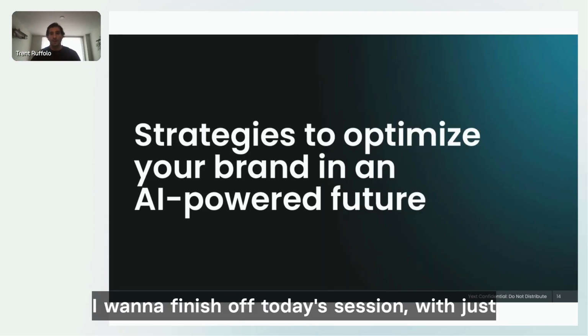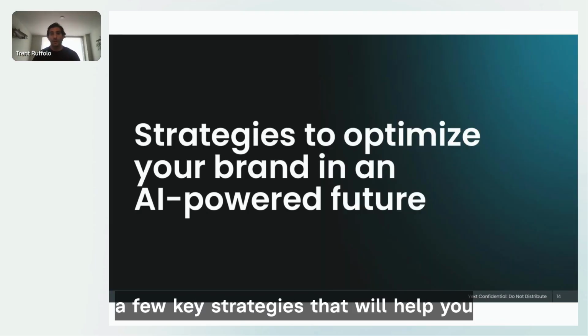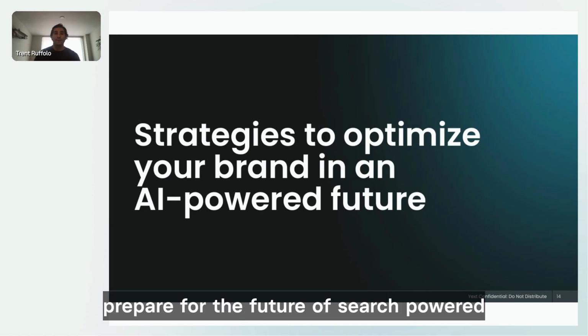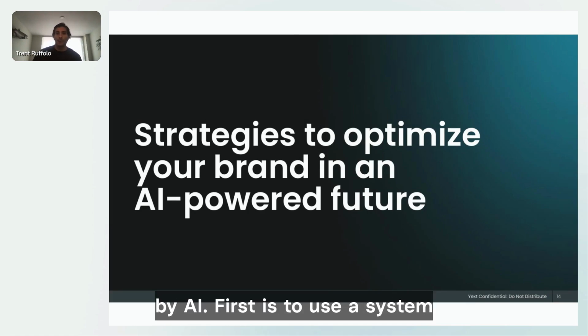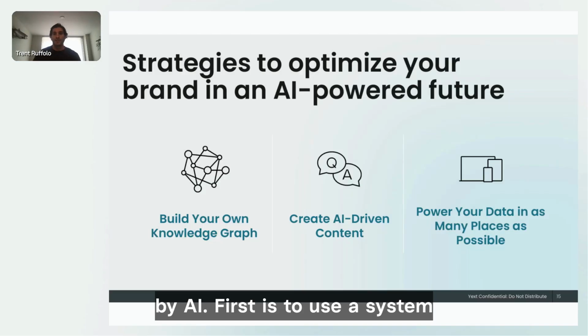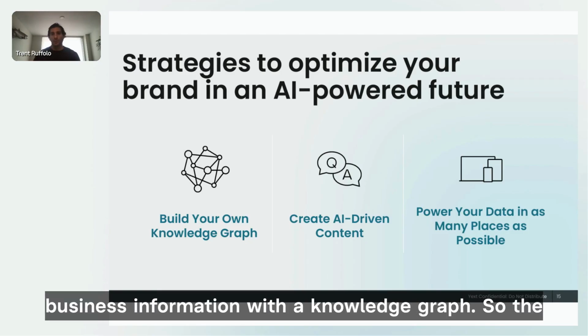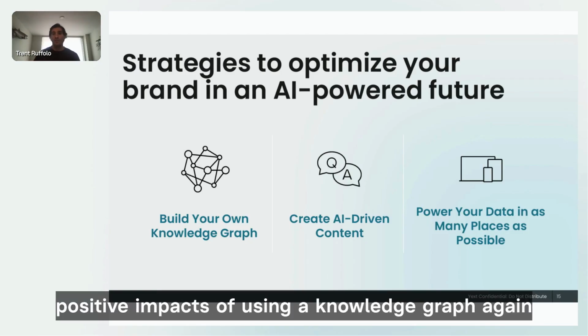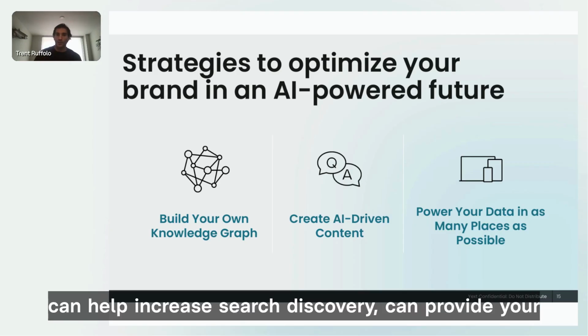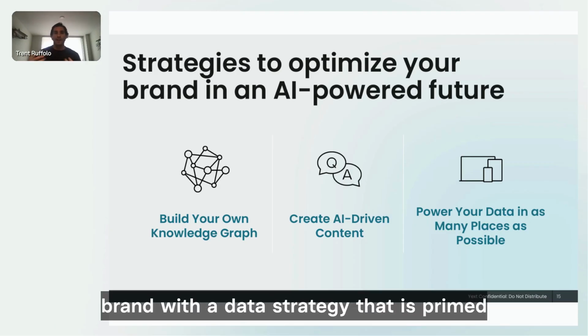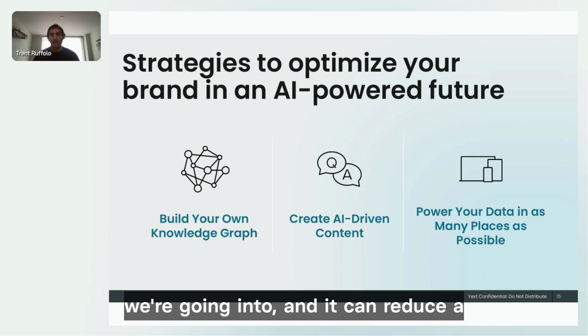So with that, I want to finish off today's session with just a few key strategies that will help you prepare for the future of search powered by AI. First is to use a system where you can store and build your local business information with a knowledge graph. So the positive impacts of using a knowledge graph, again, can help increase search discovery, can provide your brand with a data strategy that is primed for AI, which is certainly the world that we're going into, and it can reduce a lot of manual effort when you need to add or update your data.